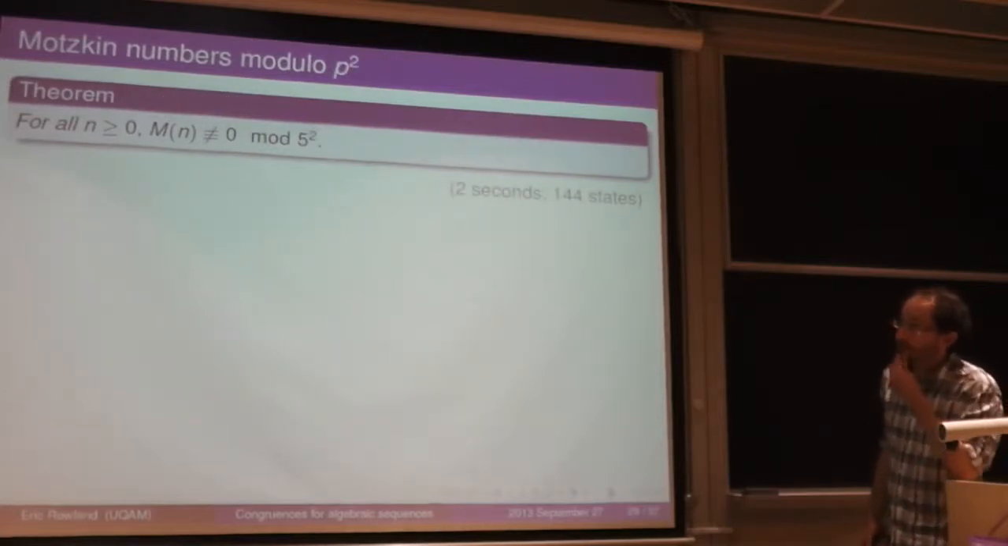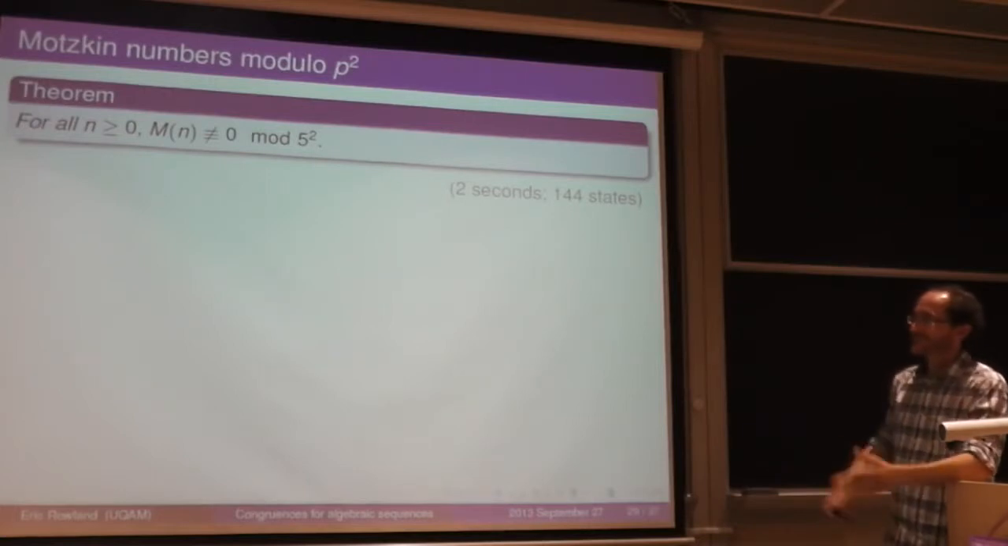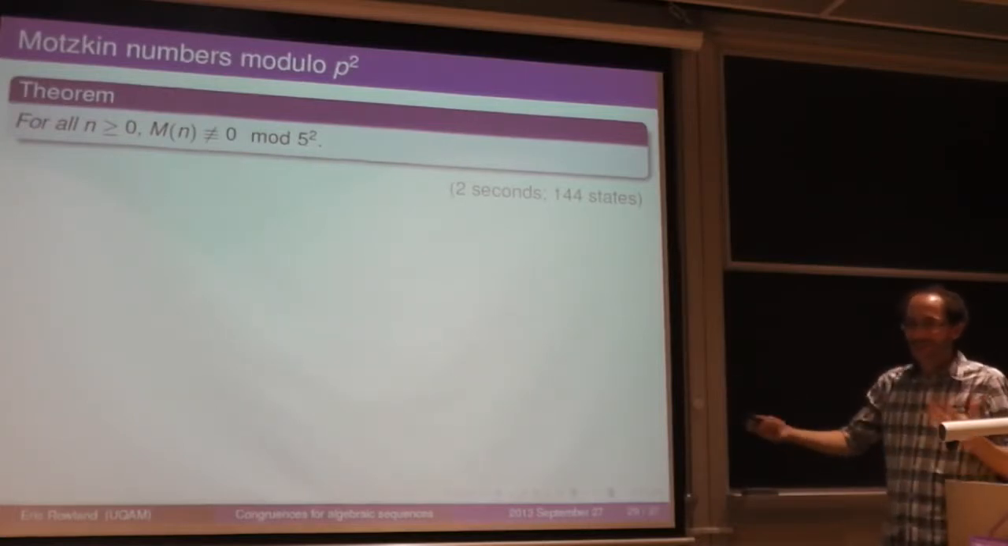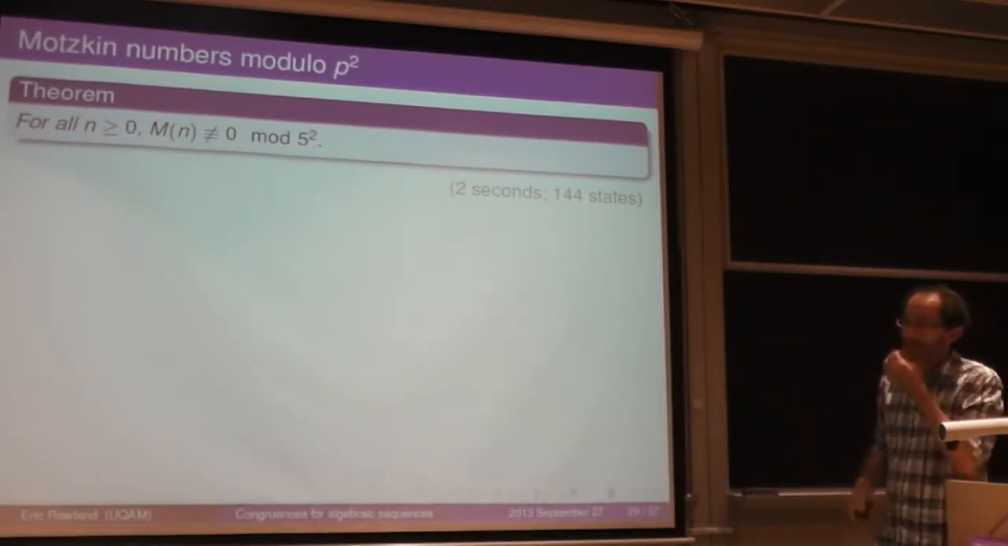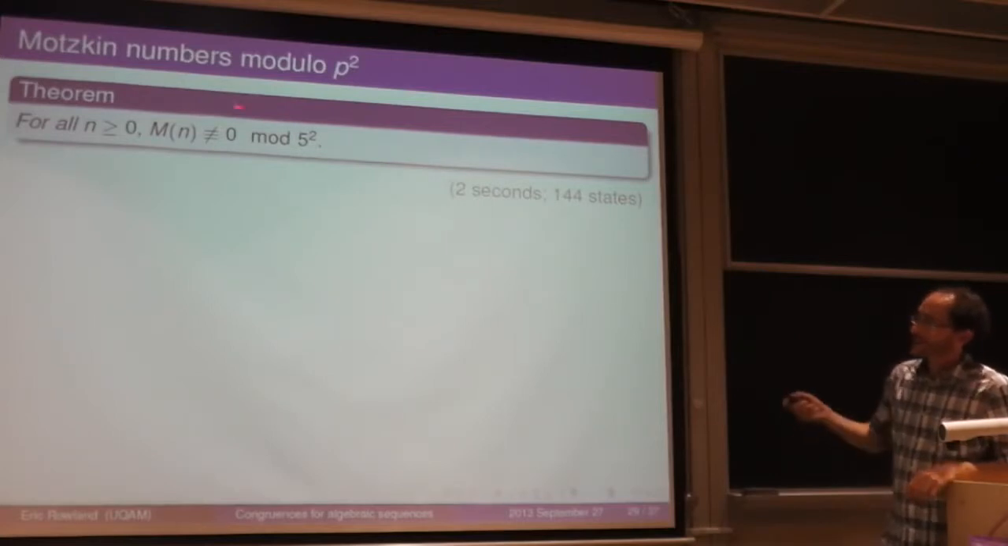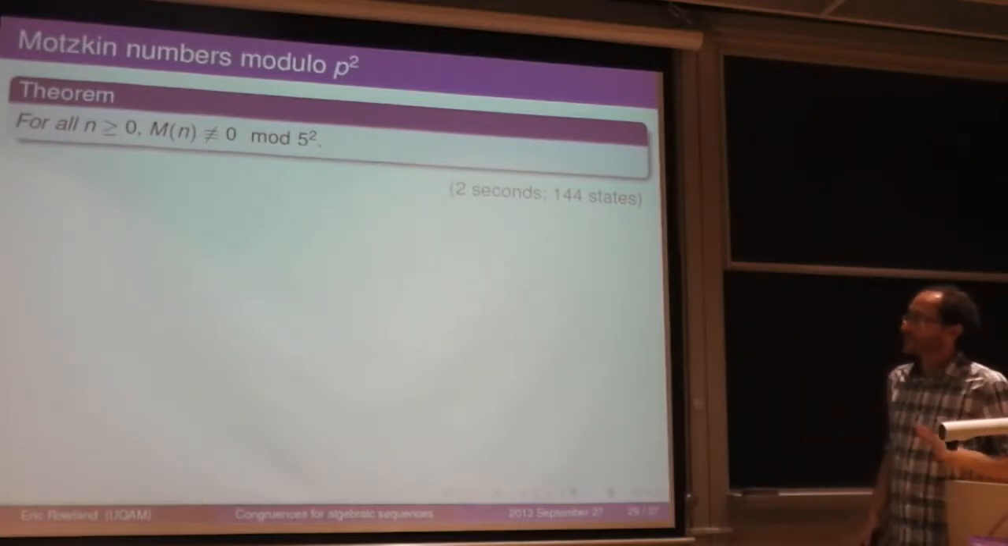It also turns out that no Motzkin number is divisible by 25, and no one had even conjectured this before. They just count lattice paths of some kind, so it's sort of a mystery. We have proofs of these things because we can compute the automata now, but intuitively I don't know why. This computation took about 2 seconds, and there are 144 states in the automaton.